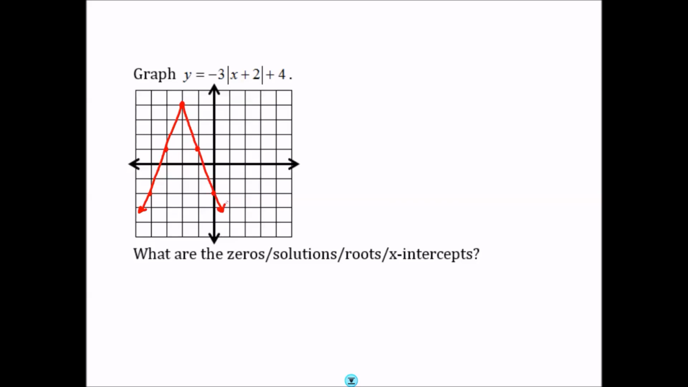Now looking at this graph, it's a little tougher to see where the zeros, solutions, roots, or x-intercepts are from the graph because they are not integers, they're decimals. So sometimes graphing is not the best way to find the solutions or the x-intercepts. Sometimes it's better to do the algebra. So for right now, I'm just going to write that these are decimals. So let's take a look at a better method for solving absolute value equations other than just graphing.